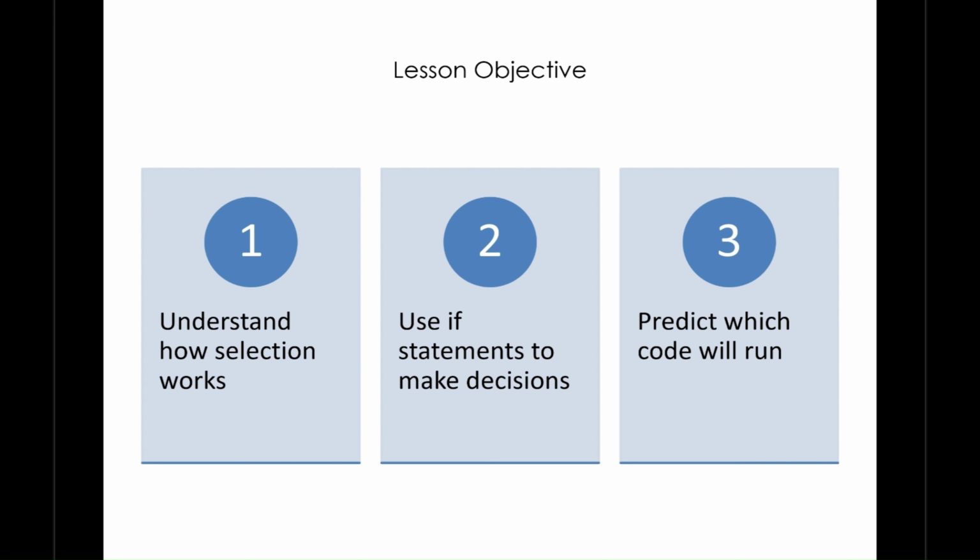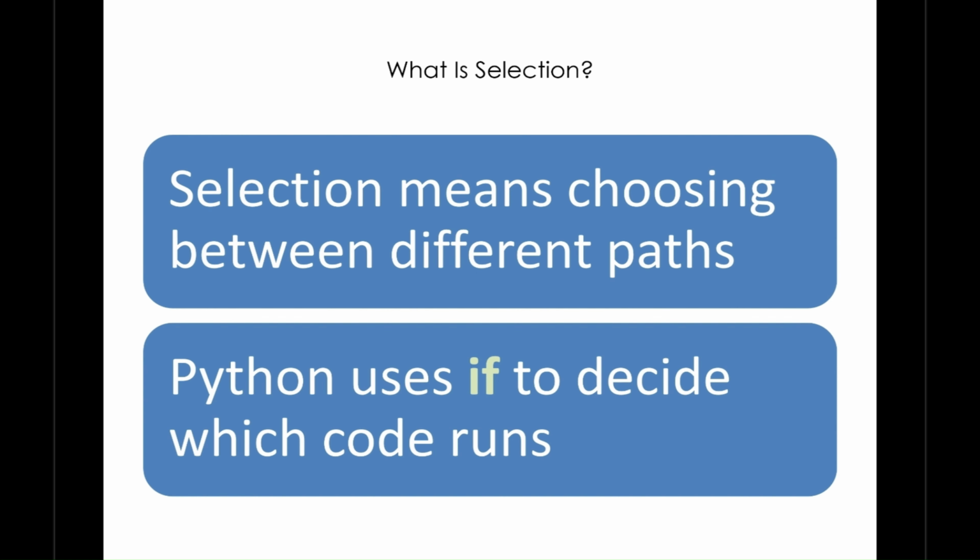By the end of this lesson, you should be able to explain what selection is and how selection works. You should be able to write an if statement and predict which code will run. But what is selection? Selection means choosing between different paths in a program. Python uses the keyword if to test a condition. If the condition is true, the code runs. If it's false, the code is skipped, or an else runs instead.